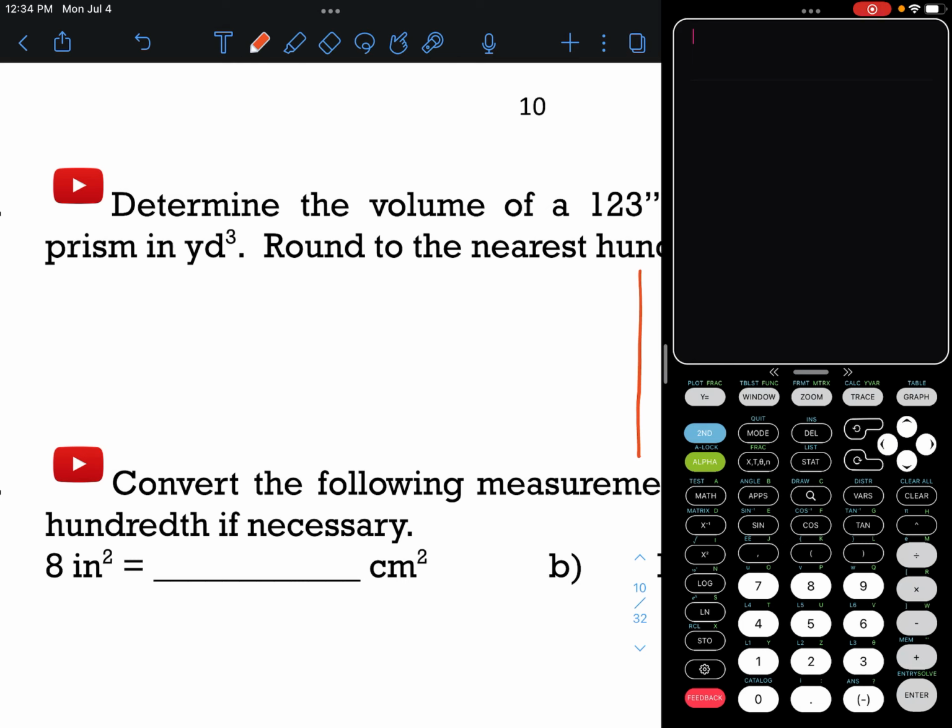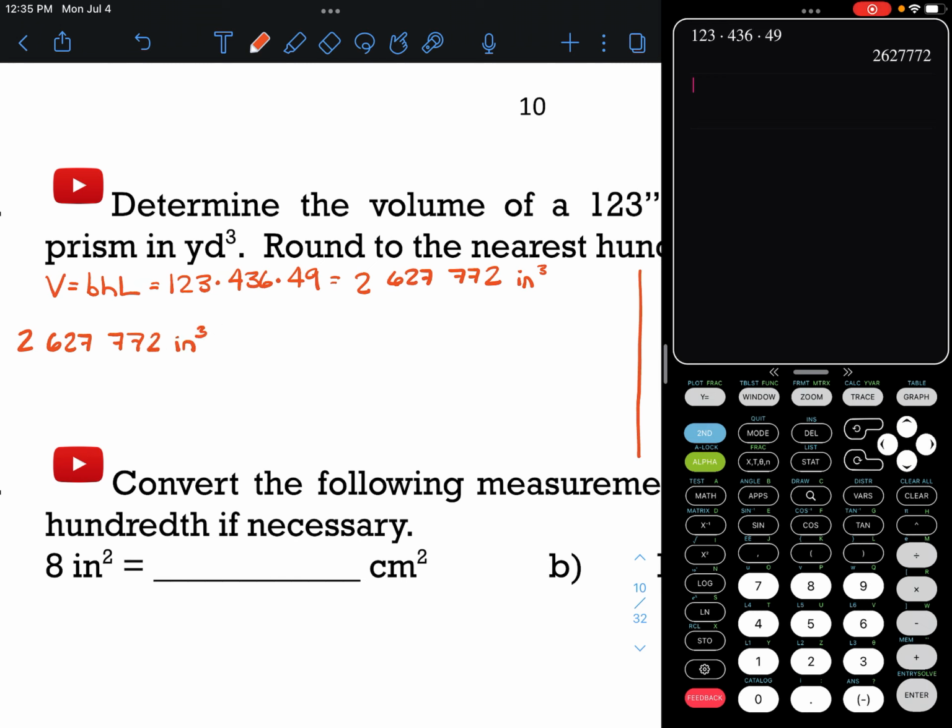I'll start on the left just by finding my volume and then converting that. To find the volume of a rectangular prism, we can do length times width times height, or base times height times length. They mean the same thing. So I'll just end up needing to multiply 123 by 436 by 49. And it's going to end up being a fairly big number. So we have 2,627,772. And seeing as we're still in inches, this would be cubic inches. So now I can convert this big number from cubic inches to cubic yards.